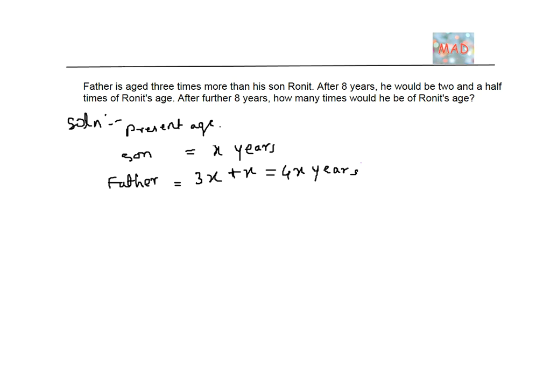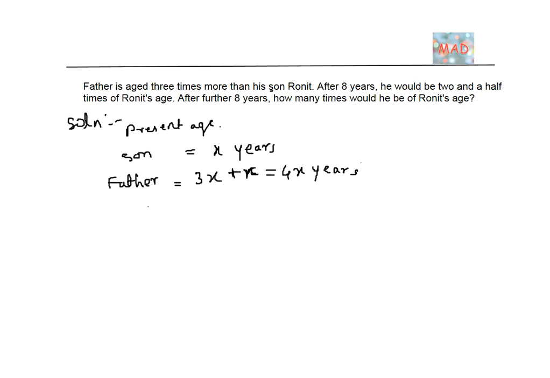So we have to understand the meaning of the sentence. If it said 3 times the son Ronit, it would have come only 3x. It has said 3 times more than his son. It means then we have to write 3x plus x, 4x years. This is the present age we have, and remember we have to keep only one variable so that it will be easier for us in calculation.